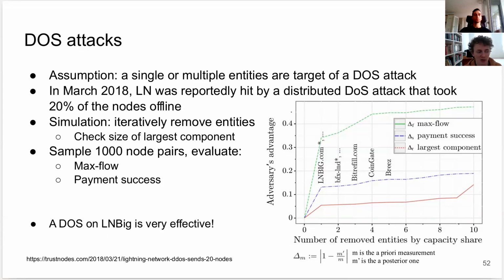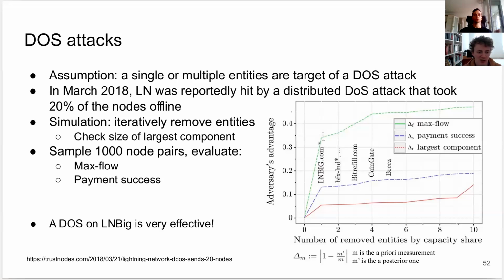And in addition, to determine how the payment flow is impeded and the payment success, we randomly picked 10,000 node pairs to evaluate, is their payment still succeeding and how much could they actually send from one end to the other. And it turns out again that if such a denial of service attack were targeted at Alan Big, for example, then that would impede max flow quite considerably, which means how much value could actually be sent from one end to another of the network. And this goes up to almost 35%, which would be the number that is reduced by.